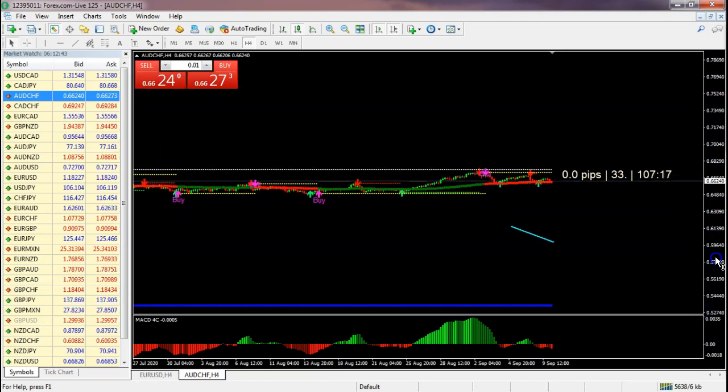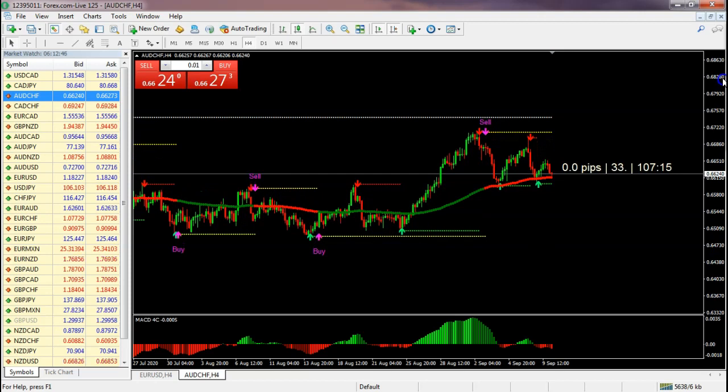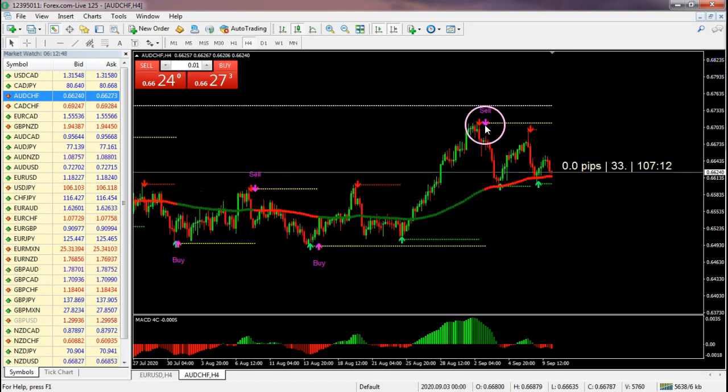This is, well, I remember now that I was telling that this pair was doing a pullback. So the best thing for us to do is stay away from this until this move is complete. The way it looks, it's probably going to drop. We'll see how that looks for the next few days.